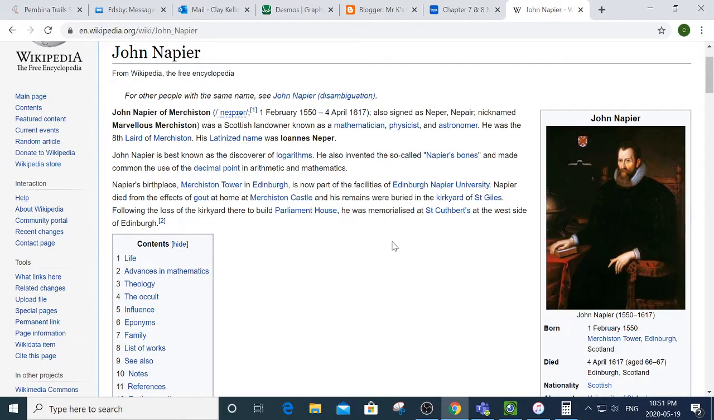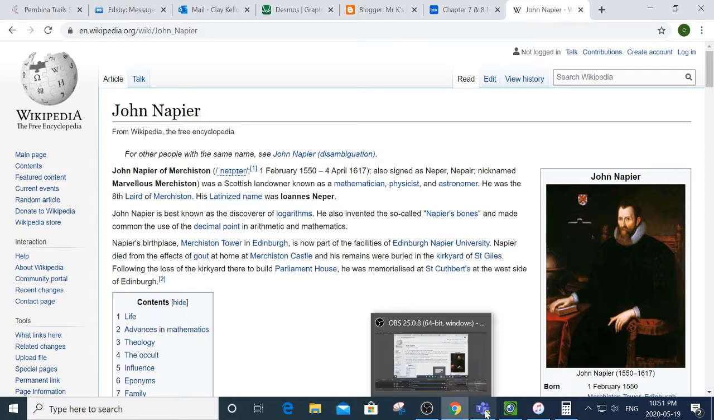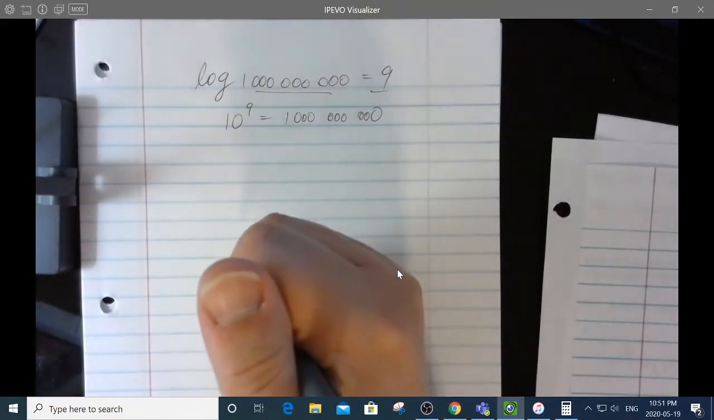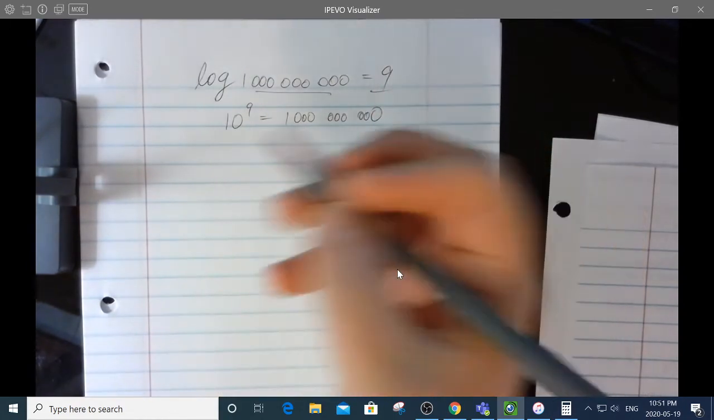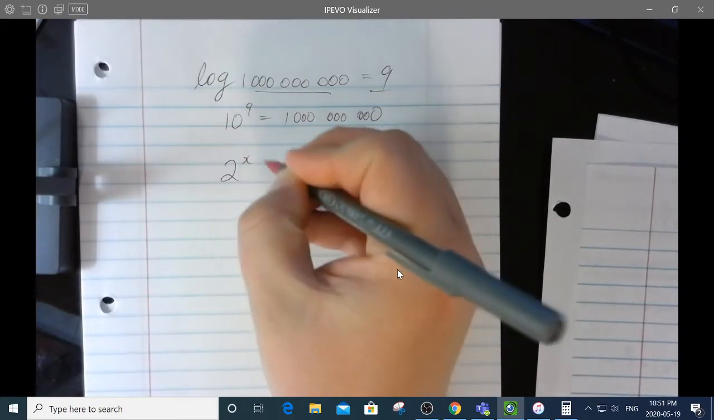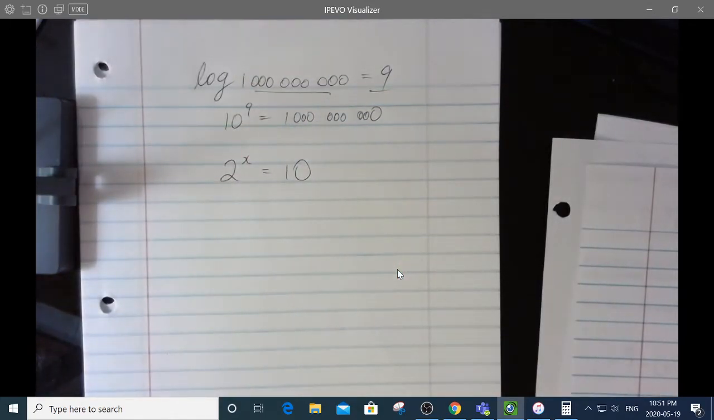Check out his page if you want to read more about him. He was an interesting dude. The main use for logarithms in those days was, again, to simplify very large numbers. The other major application, of course, is to solve equations where the variable is an exponent. How do you solve that without logarithms?